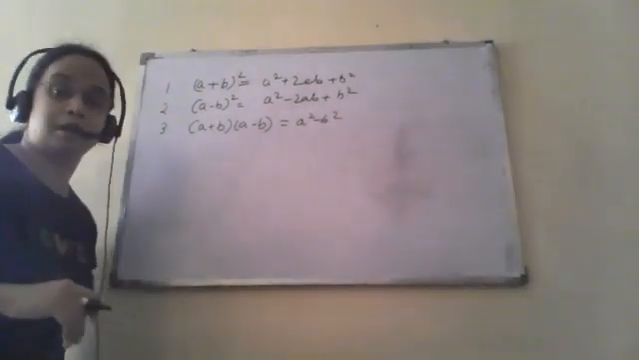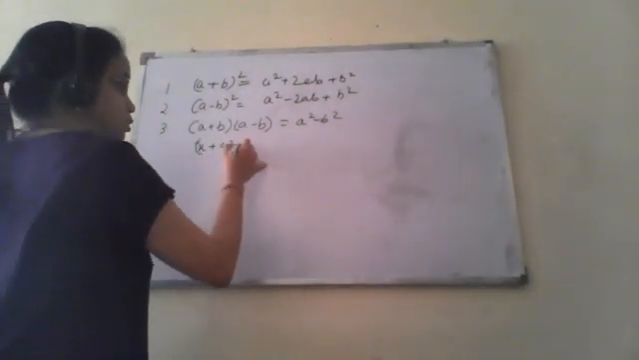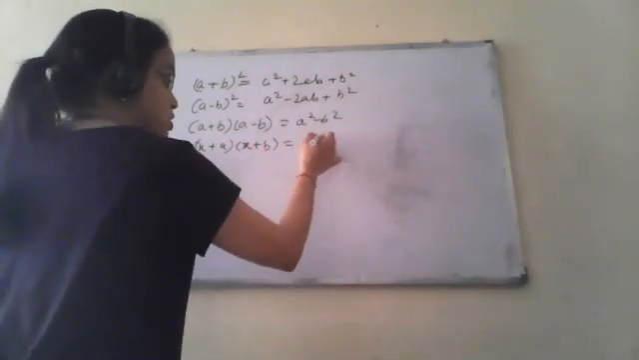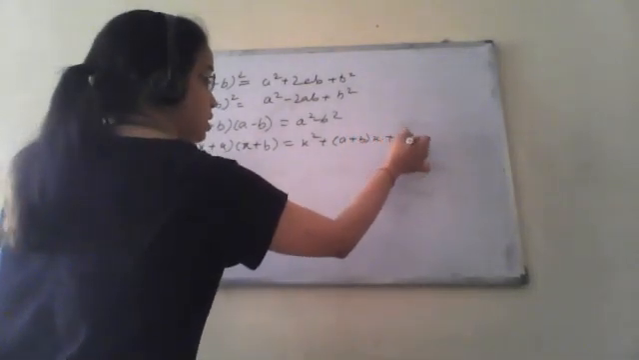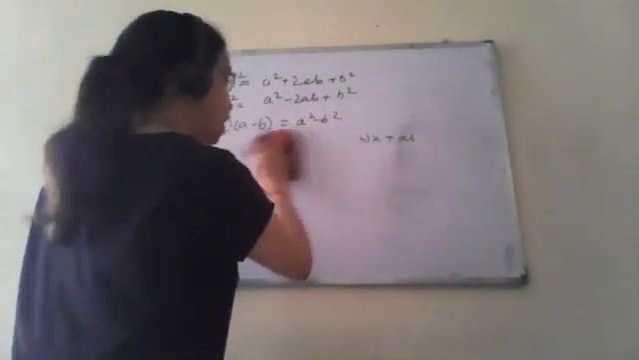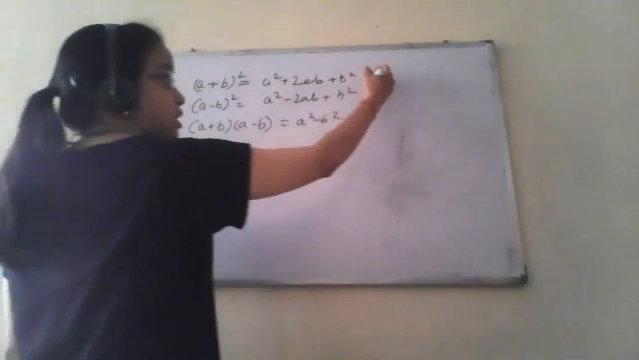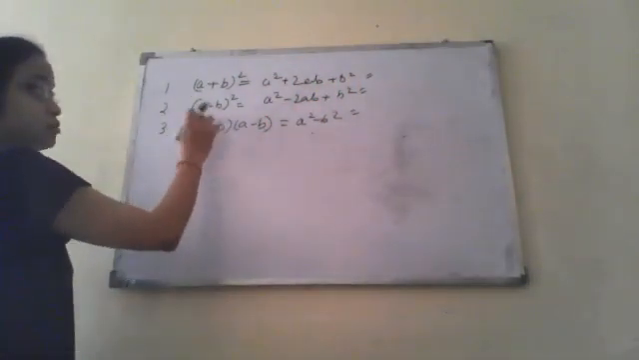There is one more identity also, which was (x + a)(x + b). This was x square plus (a + b)x plus ab. So we will discuss it separately. Now what will we be given? We will be given some expression in these forms, and we have to convert it into these forms.